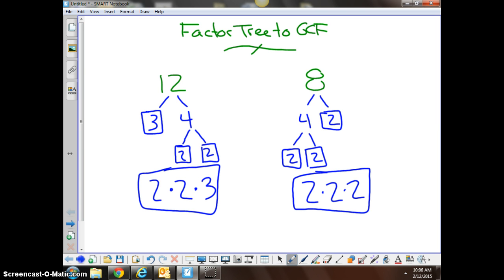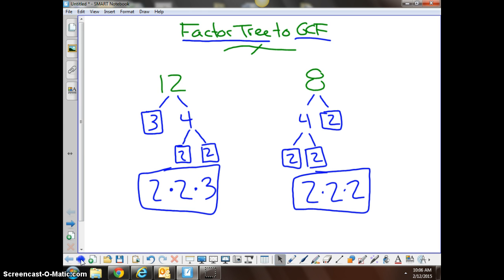Now, I told you that we're going to use a factor tree, which we just did, or a couple of factor trees, to determine the GCF. Have we determined the GCF yet? No. First of all, when you look at 12 and 8, do you know the GCF by just quickly running through the numbers in your head? Raise your hand and tell me what the GCF is. Tate. 4. 4 is the GCF.